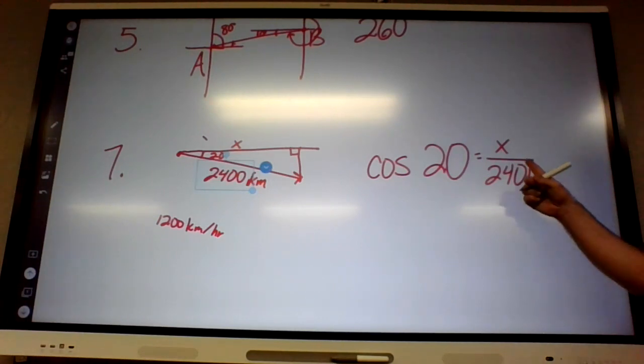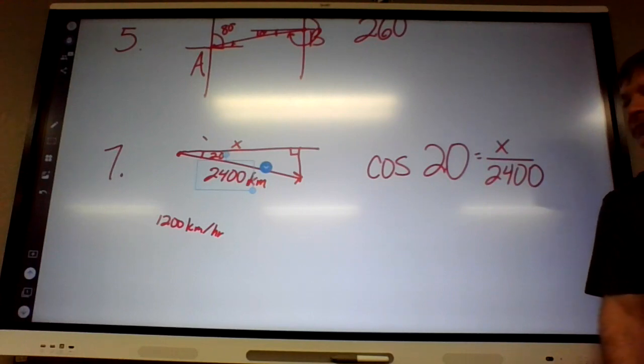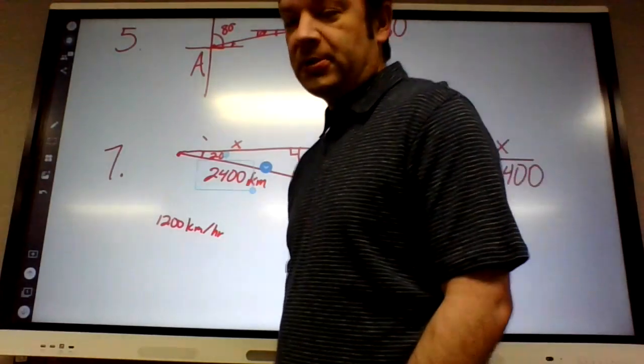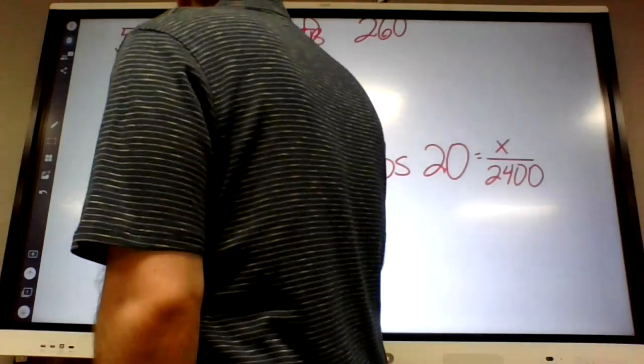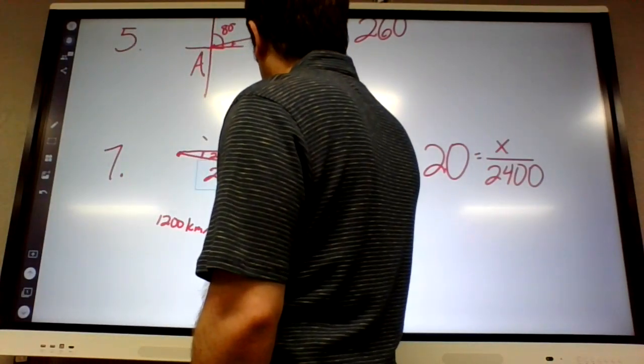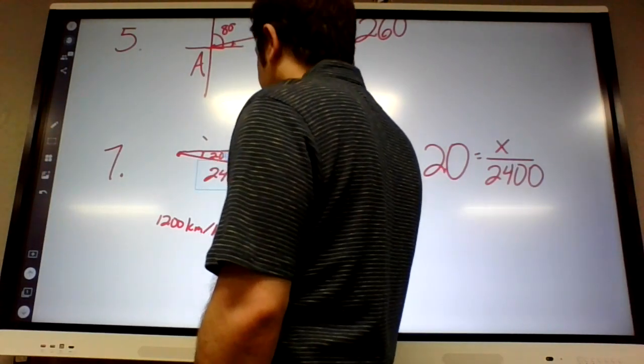All right, and then to solve for x, we're going to multiply by 2,400. Should x be smaller or larger than 2,400? Smaller. It's a little bit smaller. They just put 2,200. Did it come out like almost perfect or anything? 2.6. Okay, now let's put that.